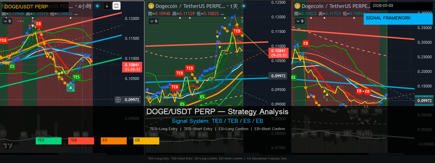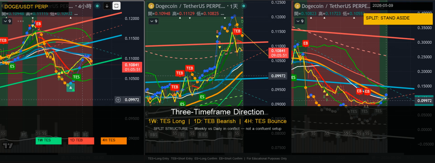With these definitions in place, let's now examine all three timeframes and identify the current market structure for Doge. Let's walk through each timeframe from the highest to the lowest, starting with the weekly chart. The weekly shows an EB signal at the top left, which triggered the macro downtrend.